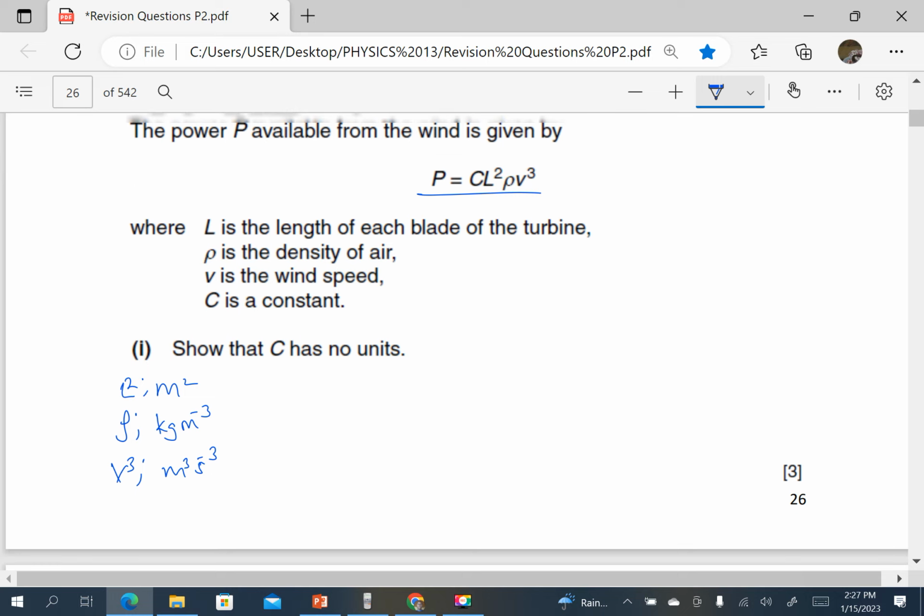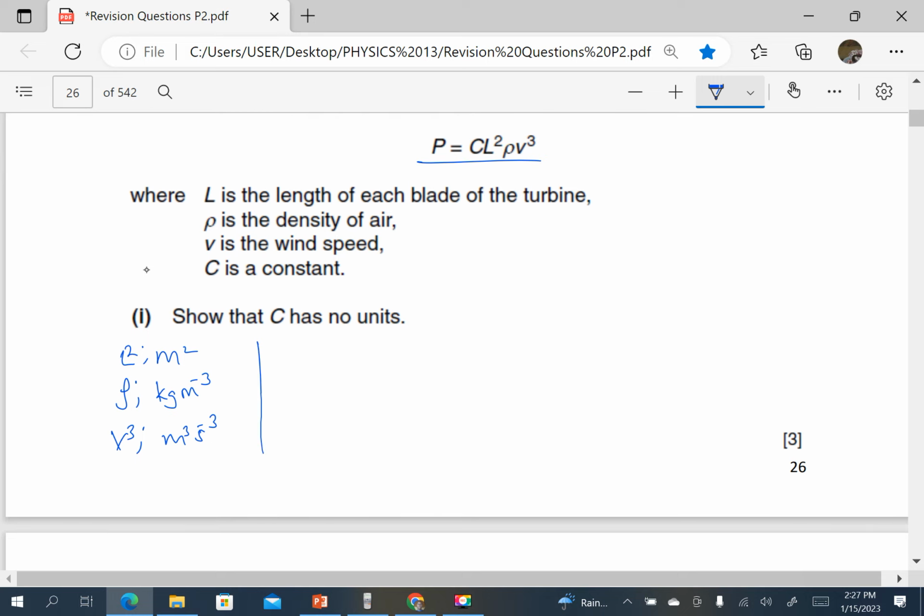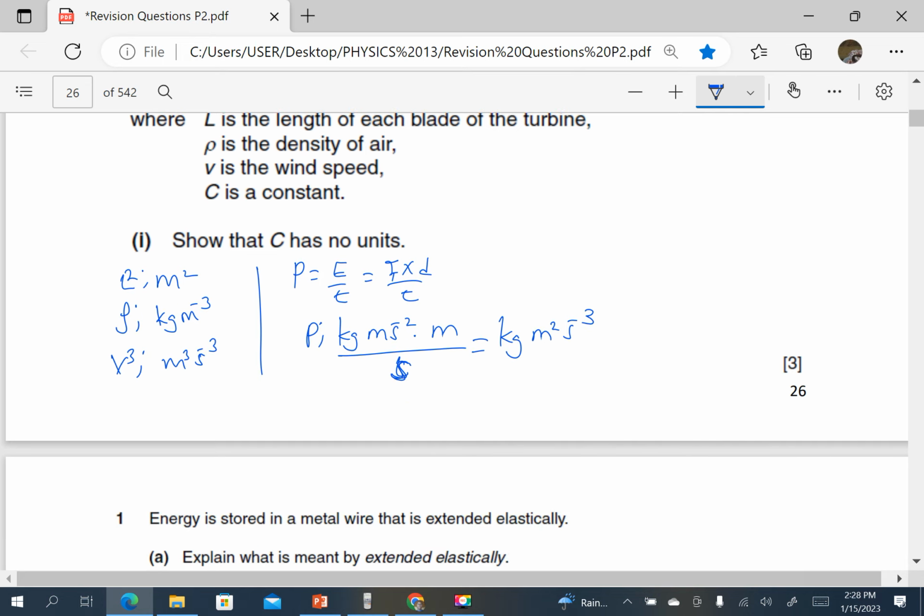P was power. So we know that power is equal to energy over time, or work done over time. Work done is force times distance over time. So the units of power can be kilogram meters per second squared times meters. Force is kilogram meters per second squared. Then times meters divided by time t, which is in seconds. So the units of power are going to be kilogram meters squared s power negative 3. That is s power negative 2 divided by s is s power negative 3.